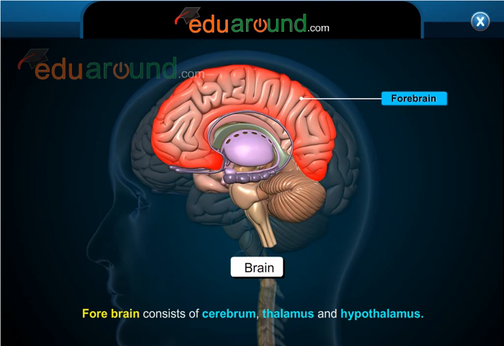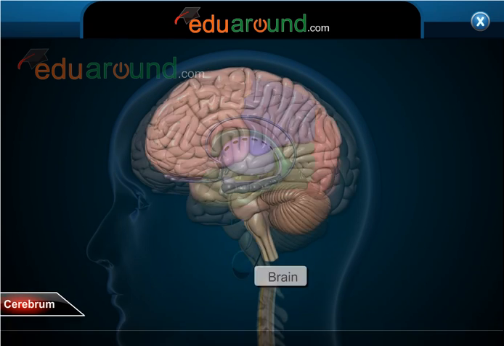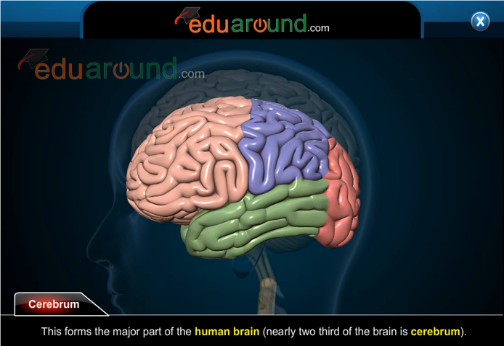Brain. Forebrain consists of cerebrum, thalamus, and hypothalamus. Cerebrum. This forms the major part of the human brain. Nearly two-thirds of the brain is cerebrum.